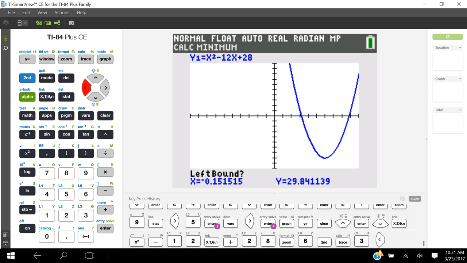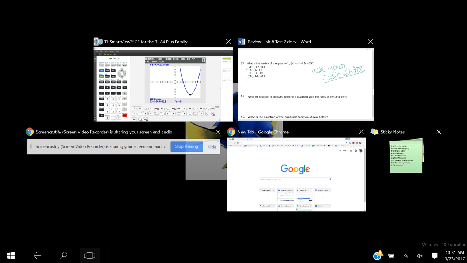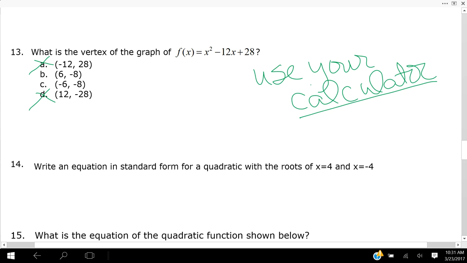Okay, I need to find my left bound, and I don't know where my little blinky thing is. Oh, there it is. Okay, it's on the left side of my vertex. I need it to go to the right side of my vertex. Does not matter how far. Hit enter for guess. 6, -8. So it's answer choice E. No reason to get that wrong.